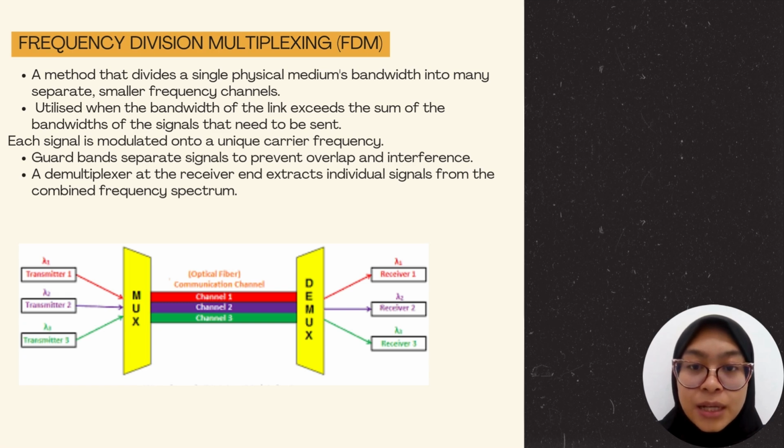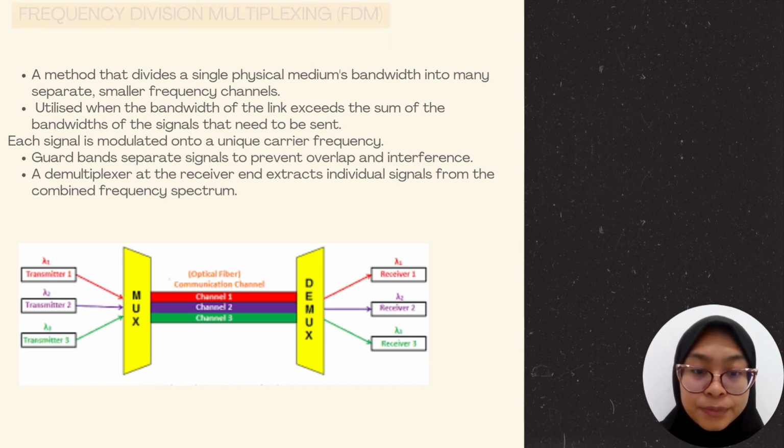FDM is a method that divides a single physical medium's bandwidth into many separate, smaller frequency channels. FDM is mostly utilized when the bandwidth of the link exceeds the sum of the bandwidth of the signals that need to be sent. So each signal is modulated onto a unique carrier frequency, ensuring simultaneous transmission without interference between signals. There are guard bands that separate the signals to prevent overlap and interference, and a demultiplexer at the receiver extracts individual signals from the combined frequency spectrum.